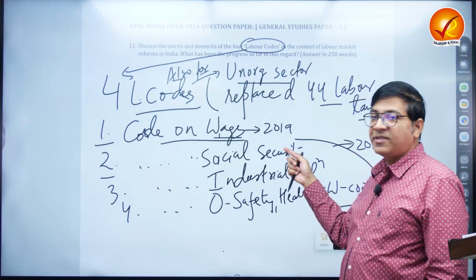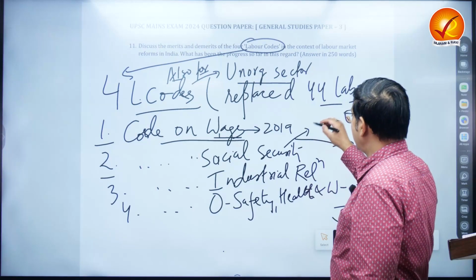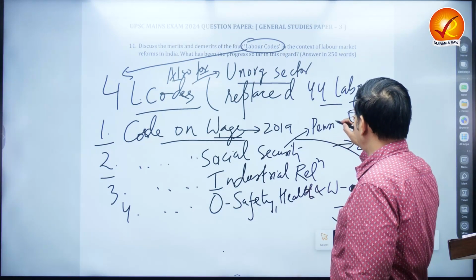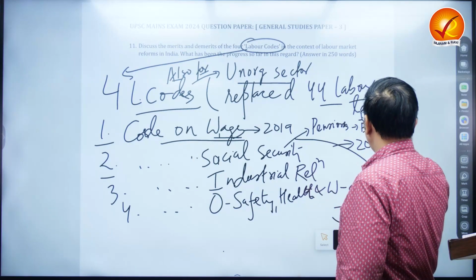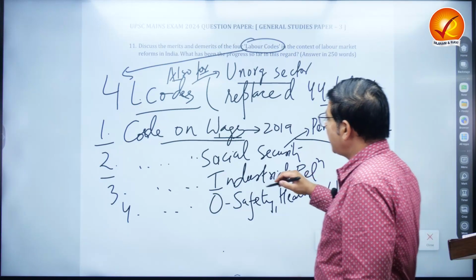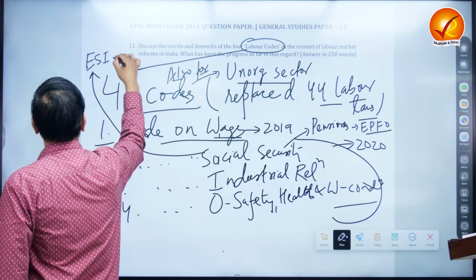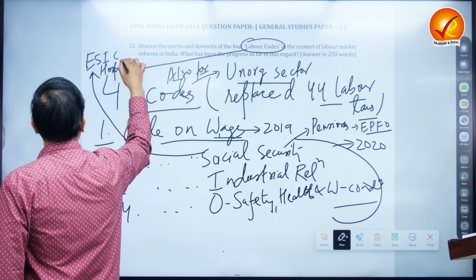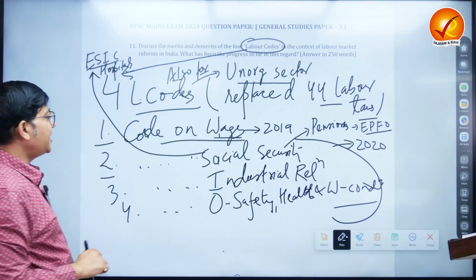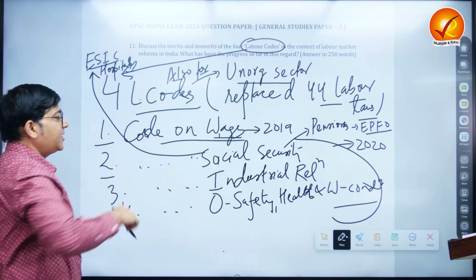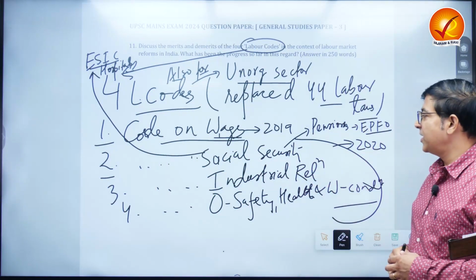Then similarly in social security, you can talk about the role of pensions. There are more pension benefits being given through the EPFO initiative, even for the unorganized sector. Then you can talk about the spread of ESIC hospitals for better social security. The Employee State Insurance Corporation provides hospital facilities, often free of cost. So that is being widened further under the new labor code.